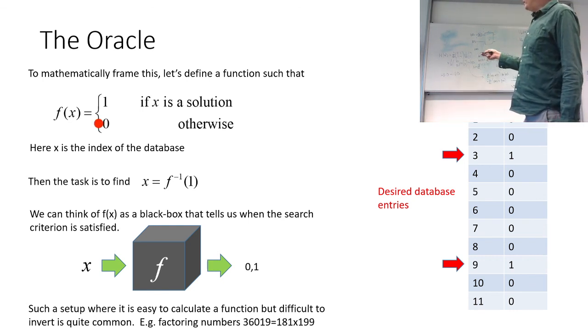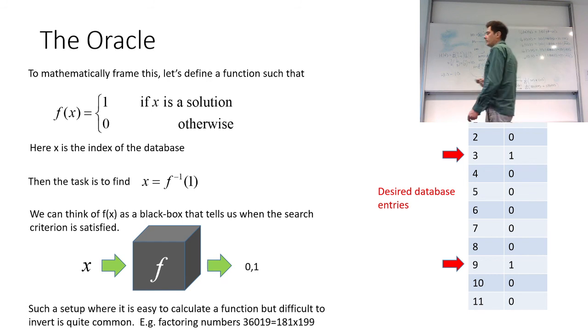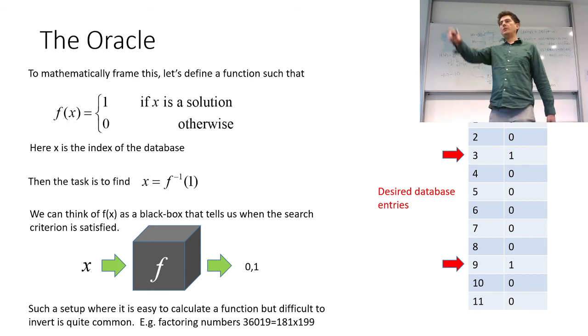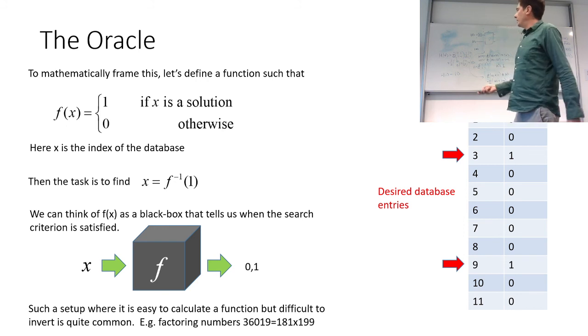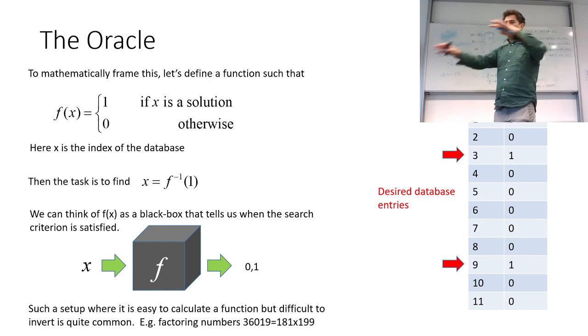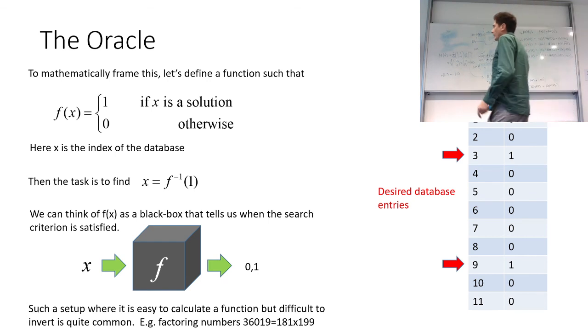So we want to find, and this function is defined such that f of x is 1 if it's the solution, the thing that we're looking for, and 0 otherwise. Generally, this function looks like a sort of spike. If you were to plot this function, you can imagine it to be mostly 0 everywhere, and then there's a couple of spikes somewhere, and those are the things that you're looking for.